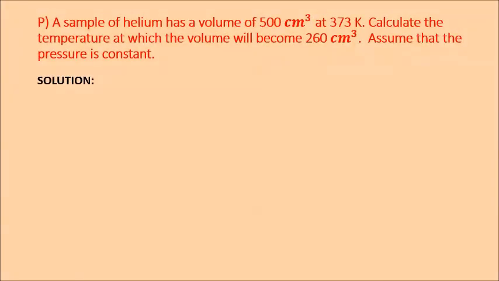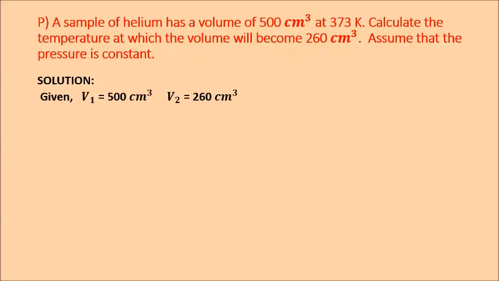The next problem is to find the temperature. Let's see the problem. A sample of helium has a volume of 500 centimeter cube at 373 Kelvin. So volume is given, temperature is given. Calculate the temperature at which the volume will become 260 centimeter cube. That means two volumes and one temperature are given, and the other temperature you have to calculate. Which formula will we apply here? Already it is given that the pressure is kept constant, so we have to use Charles' law, that is, V1 by T1 is equal to V2 by T2. That formula we have to apply.